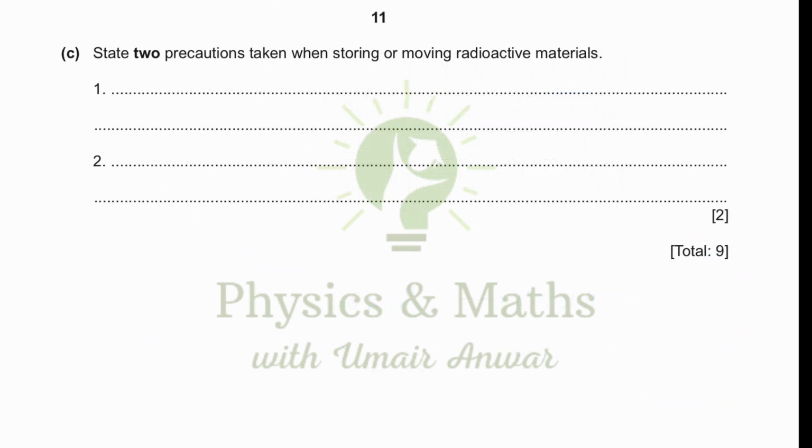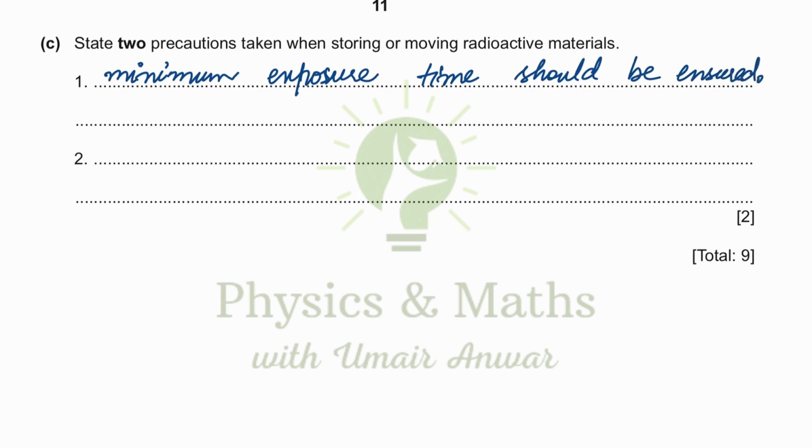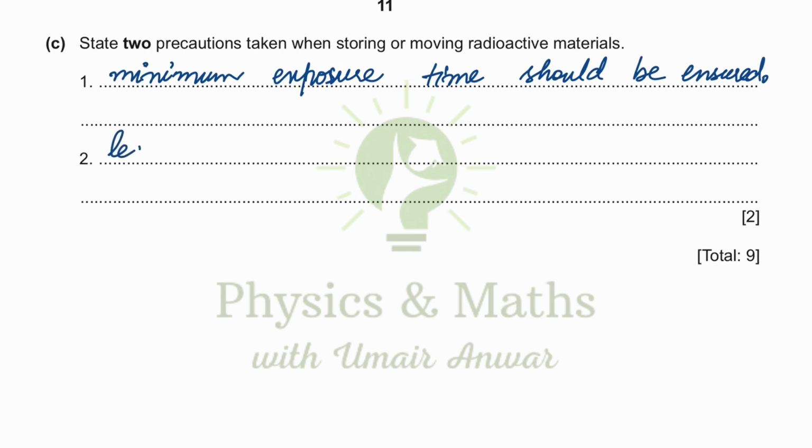The last part says, state two precautions taken when storing or moving radioactive material. So one is minimum exposure time. It should be ensured that we are not exposed to radioactive materials for a longer period of time. And the other is lead shielding, like lead apron, gloves, or glasses, which should be used.